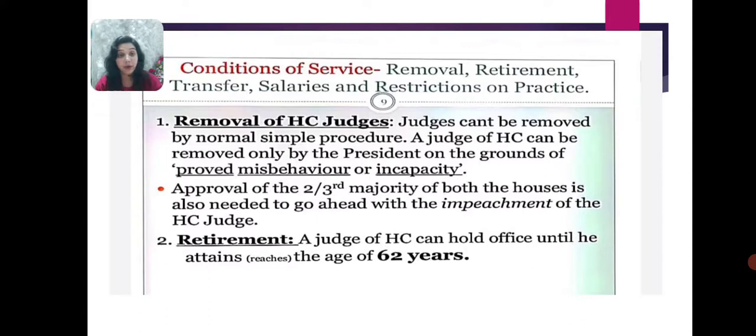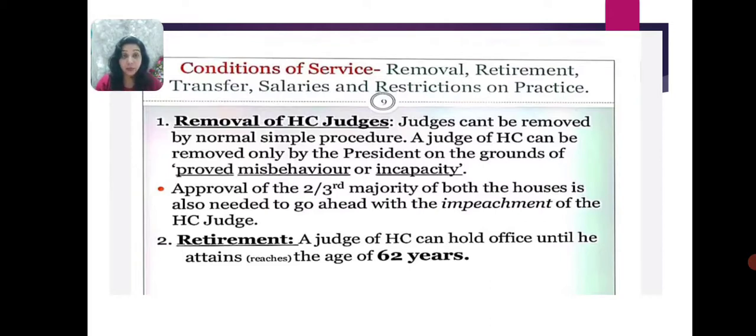The very same point we have discussed when we discussed the Supreme Court judge. Okay, you know, all these points are much similar, except few variations, many of the points are similar. And coming to the procedure of the removal and retirement, it is almost the same. Okay, and even appointment. So approval of the 2/3 majority of both the houses is also needed to go ahead with the impeachment of the high court judge. Okay, that is removal of the high court judges.